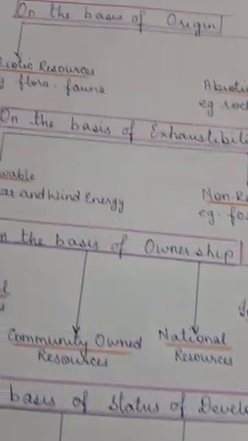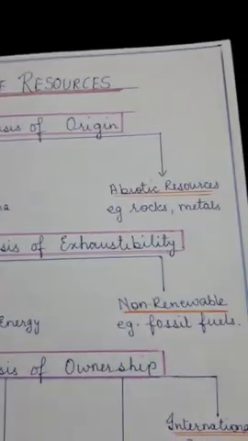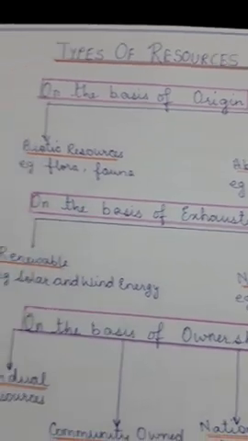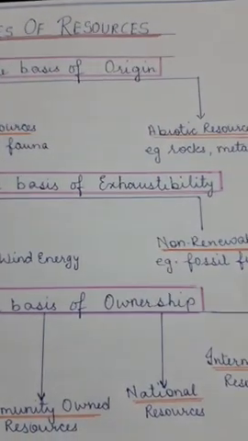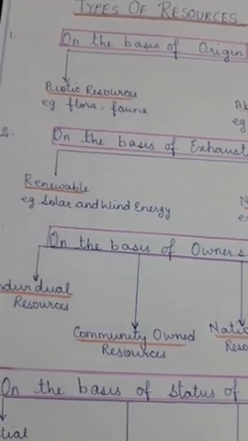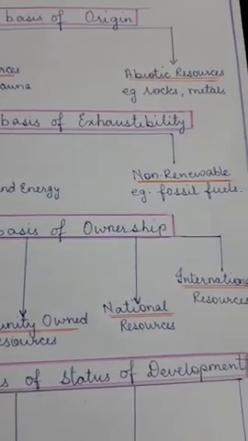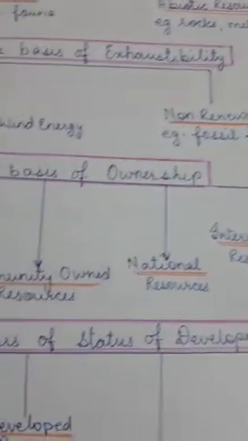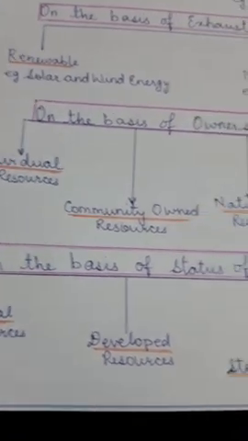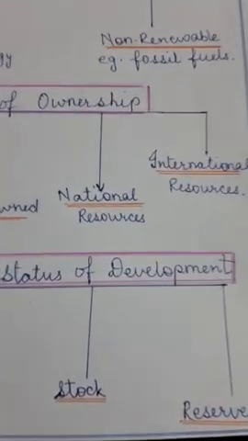So here again we see on the basis of origin we have biotic resources and abiotic resources. On the basis of exhaustibility we have renewable and non-renewable. On the basis of ownership we have individual, community owned, national and international resources. On the basis of status of development we have potential resources, developed resources, stock and reserve.